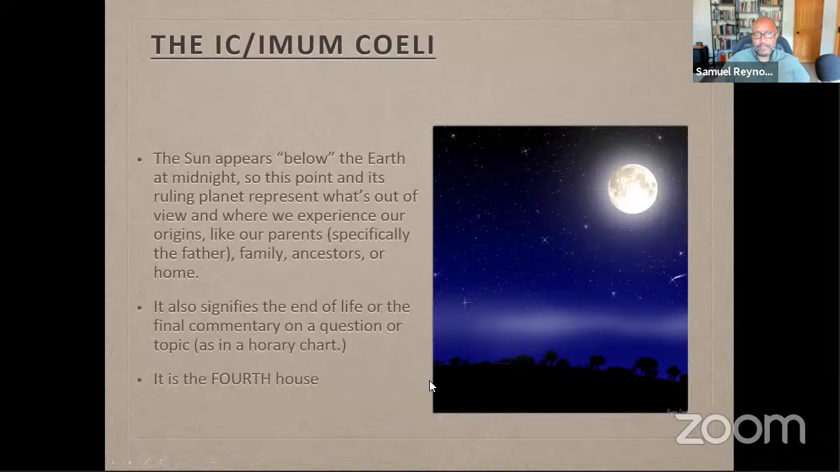So that's what is meant by nadir in relation to the sun's movement through the chart. And so when we get to the IC, the Imum Coeli, or again, that particular point, the sun appears below the earth, and it represents what's out of view, where we experience our sense of origins, where we come from, like our parents. Now, again, specifically the father, classically, the family in general, your heritage, your ancestors, and your home, where you reside, your domicile. And just to be clear, there are 2 ways by which we can talk about domicile, especially when we're talking about ancient thought.